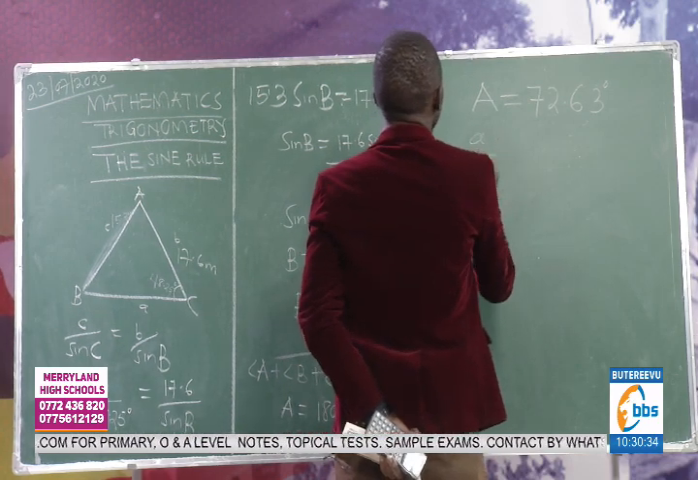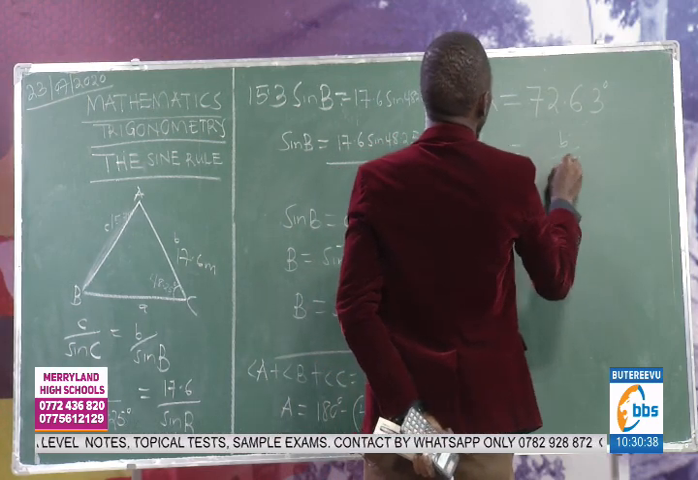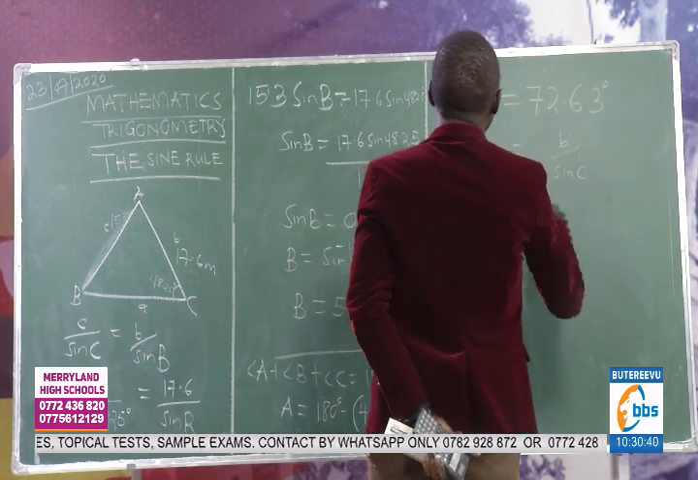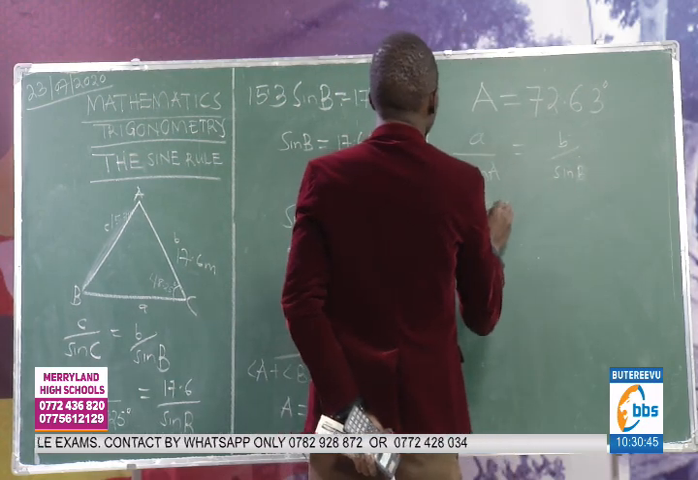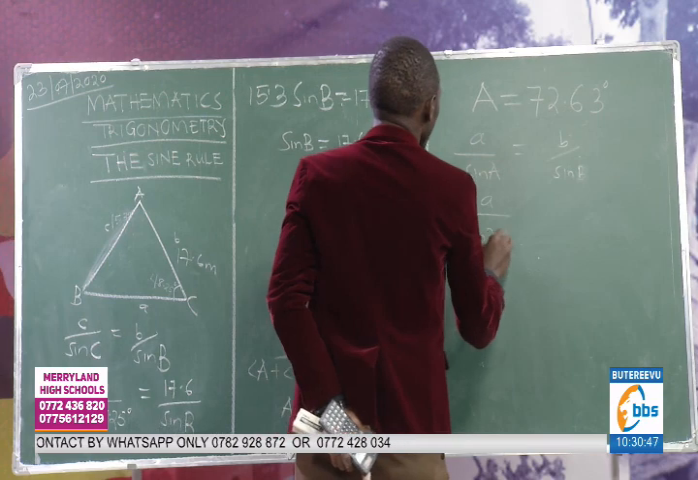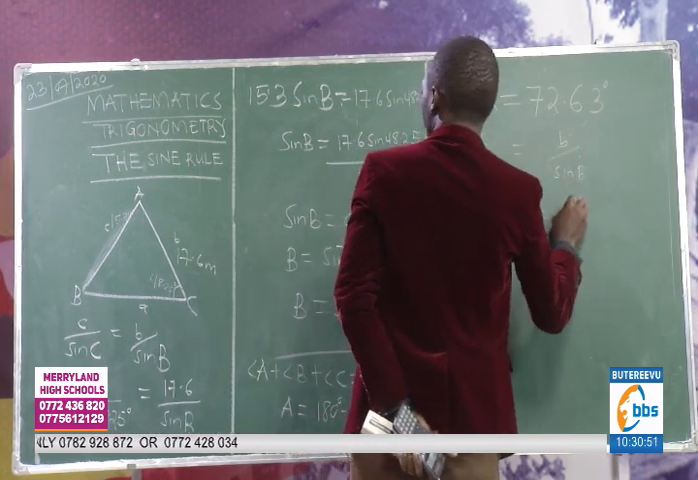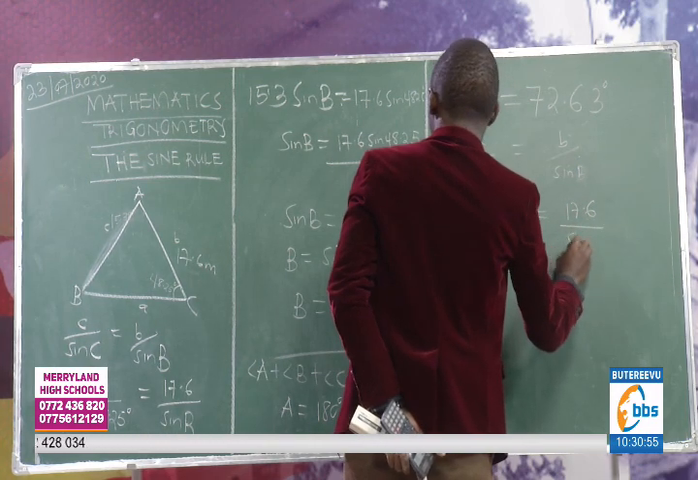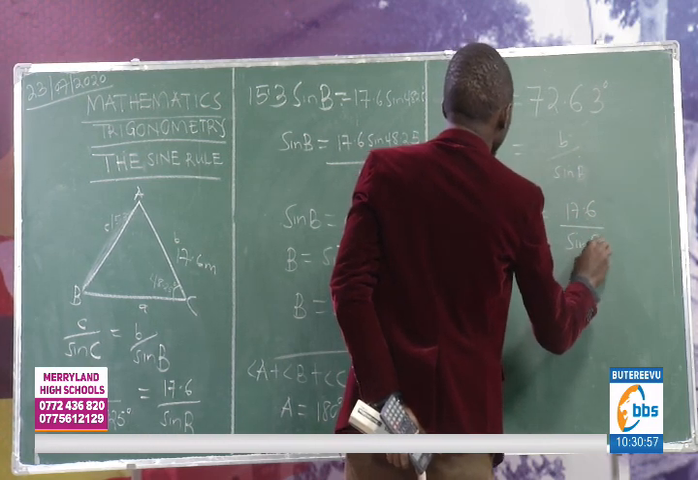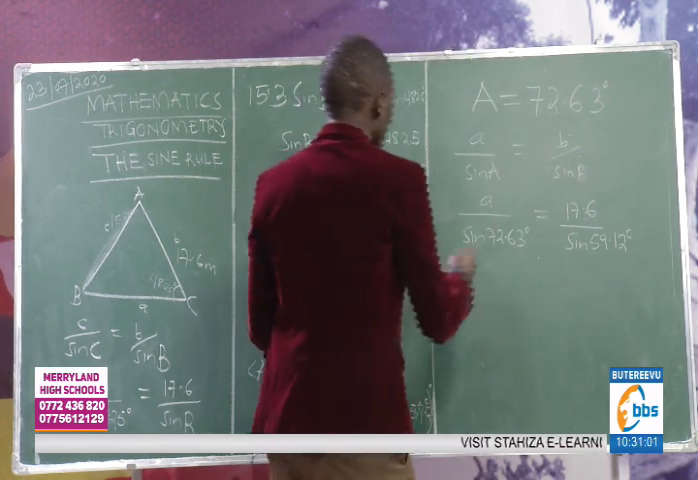So I can say a out of sine A. This will be equal. You can use any of your choice, either C or B, you get the same answers. So my a, that's what I'm looking for. Then my sine A, sine of 72.63 degrees, this will be equal to my b, which is 17.6, divided by my sine B, which is sine of 59.12 degrees.